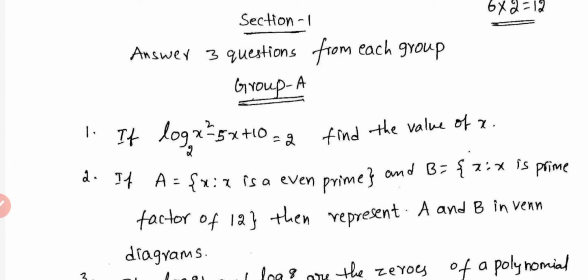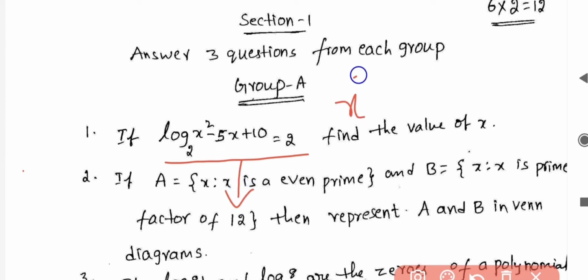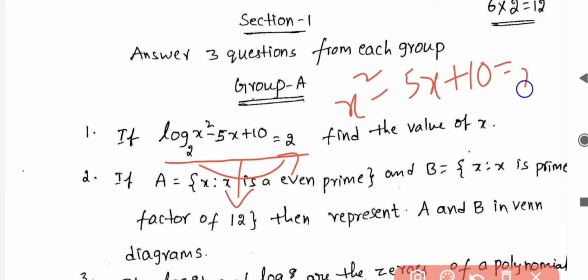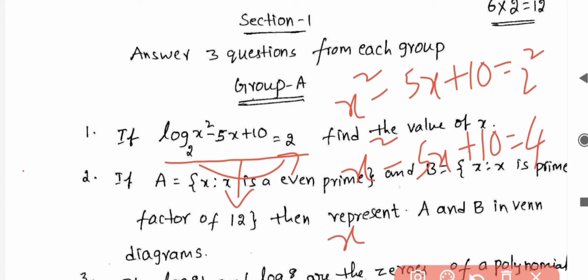So, first one, if log of x square minus 5x plus 10 to base 2 equals 2, then find x value. First you change to logarithmic form. So x square minus 5x plus 10 equals, the base changes to the right-hand side, 2 power 2. So x square minus 5x plus 10 equals 4. This 4 changes to the left-hand side. So 10 minus 4 is what? 6. So plus 6 equals 0.